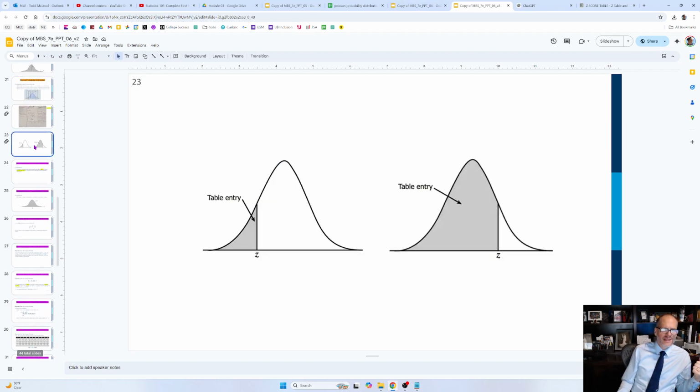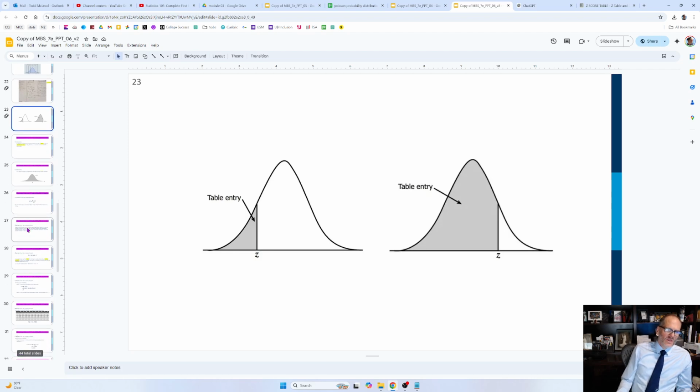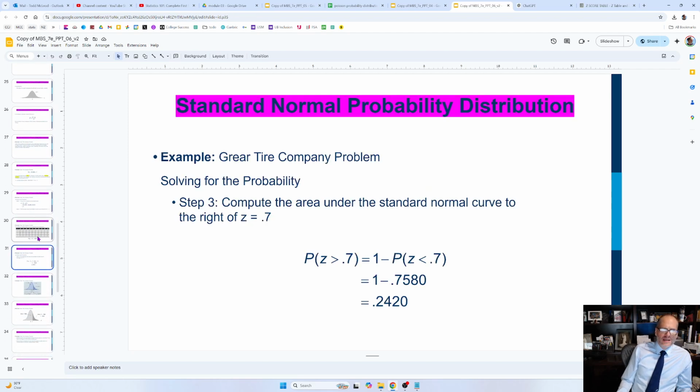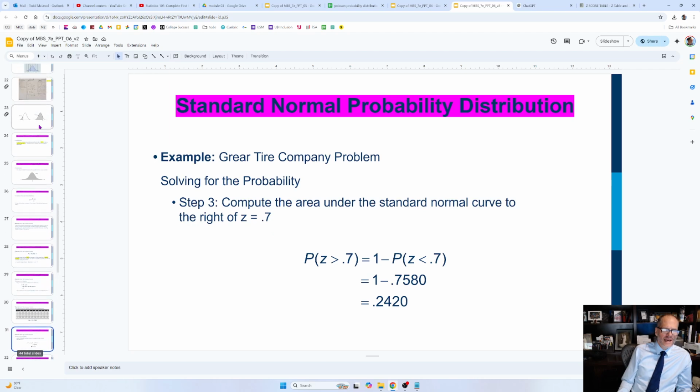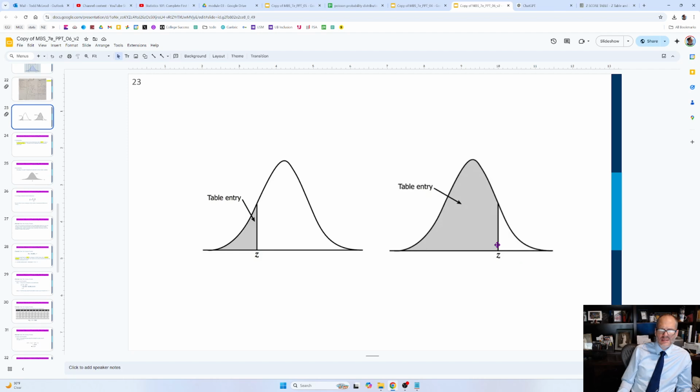So we're looking at something like this, where 75.8% of our data is found to the left. That's the way z-tables work. It's showing your data from this point to the left, everything up to that point. So if we want to answer this question, compute the area under the standard normal curve to the right of z equals 0.7. The total area is 1 because all of the data is 1. And if this is 0.7580 or 75.8%, then 1 minus that will give us what's here at the top.